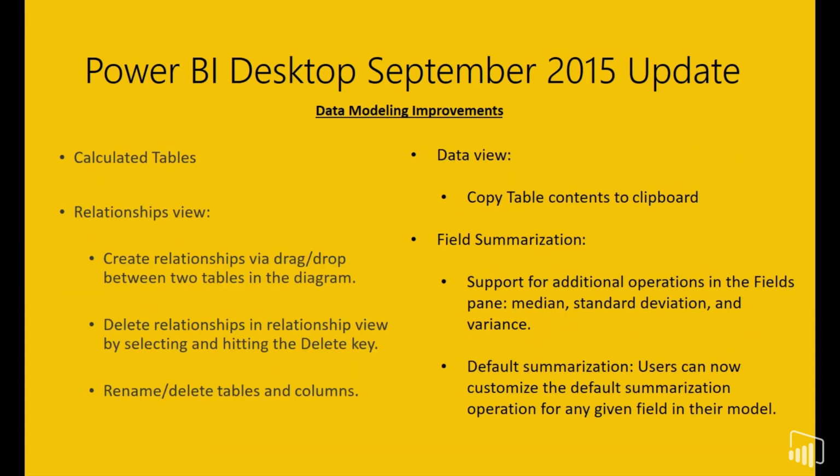Great, so on to the next big feature area where we've made major improvements this month. We're talking a little bit about data modeling improvements. The first improvement is actually a really significant milestone for us in terms of data modeling, is calculated tables. So what is a calculated table? A calculated table is actually like a calculated column. So it is calculated from other tables and columns that already existed in the model, and it actually takes up space in the model just like the calculated column does.